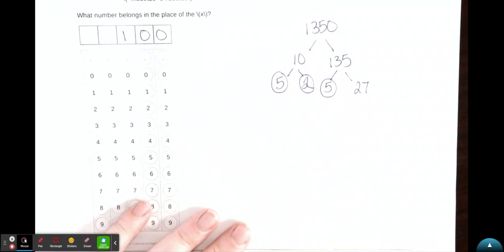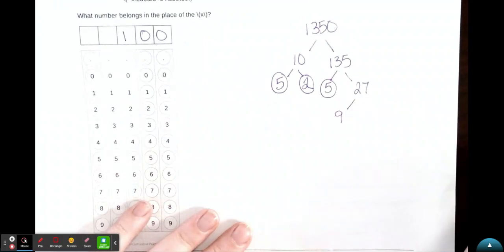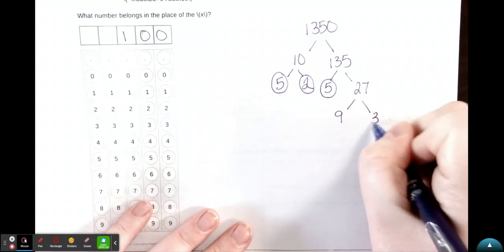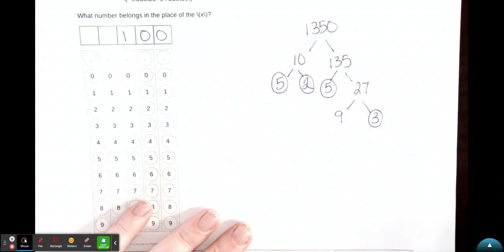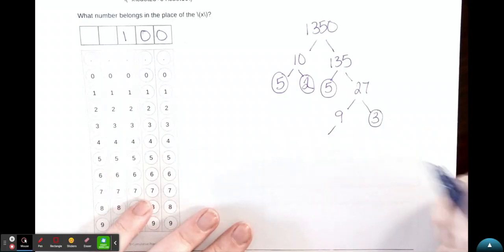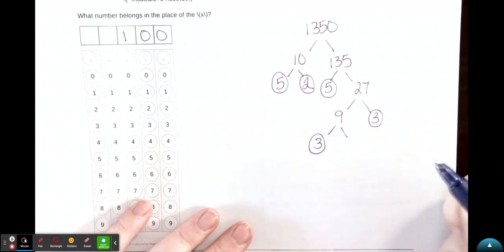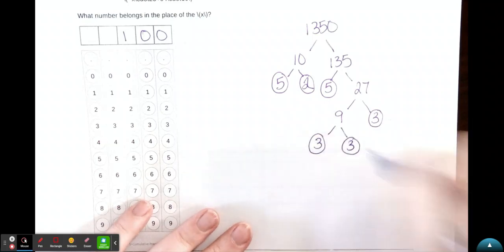No, it is not. What can I divide it by? I can divide it by 9. Is 9 prime? No. What do I get when I divide 27 by 9? 3. Is 3 prime? Yes, circle it. Okay, time to break down 9. What can I divide 9 by? 3. Is that prime? Yes. And what do I get when I divide 9 by 3? 3. Okay, so we made our fancy cool tree.